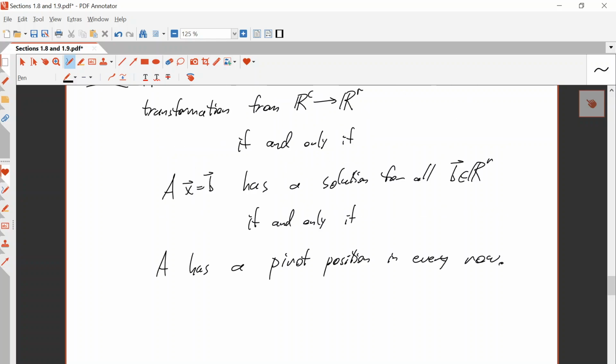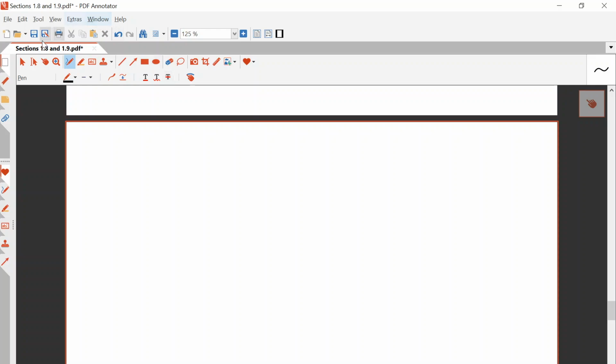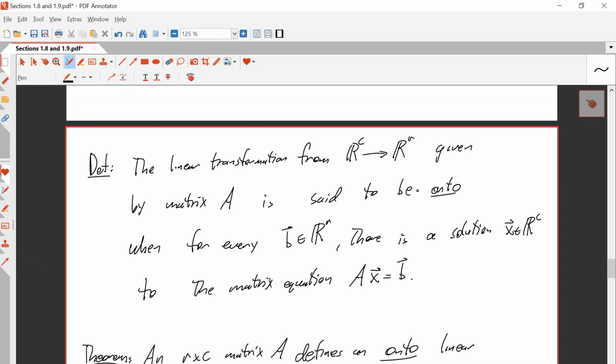So that's when A has a pivot position in every row. What about when A has a pivot position in every column? What should that mean? That should mean something else. Well, it has a pivot position in every column if the columns are linearly independent, right? And in terms of linear transformations, it has a really nice property that we can discuss. So you will see. So let me say it in the exact same way I said it here.